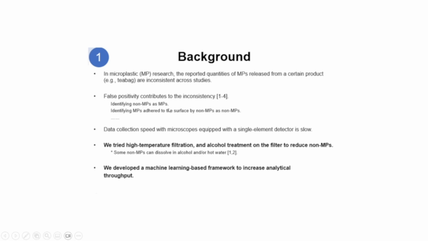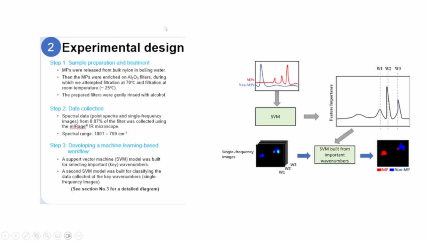identifying non-MPs as MPs. Another problem is data collection speed is very slow, so we tried high temperature filtration and alcohol treatment on the filter to reduce non-microplastics. Also, we developed a machine learning-based framework to increase the analytical throughput. Let's look at the experimental design.